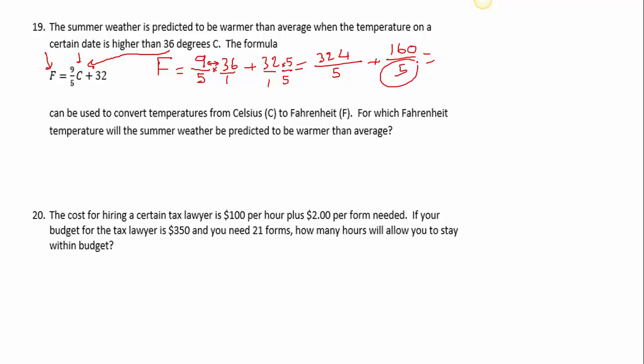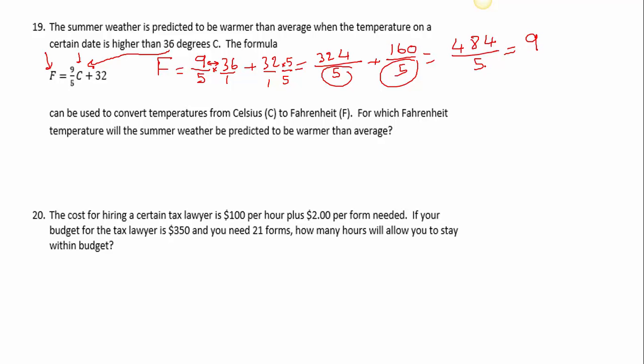So now that we have the same denominator, we can add the numerator. 324 plus 160 is 484 over 5. See, now we have fractions with the same denominator. We can add the numerator. So 324 plus 100 is 424. 424 plus 60 is 484. Divide by 5. 48 divided by 5 is 9.